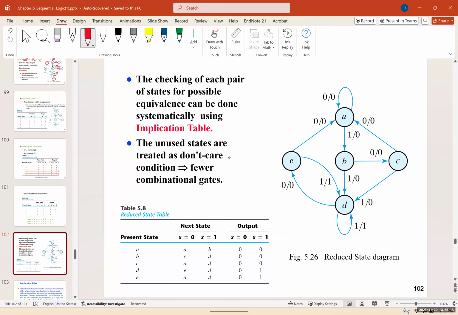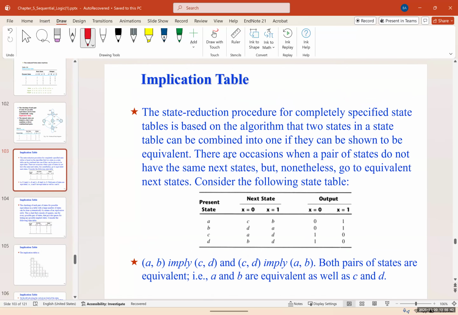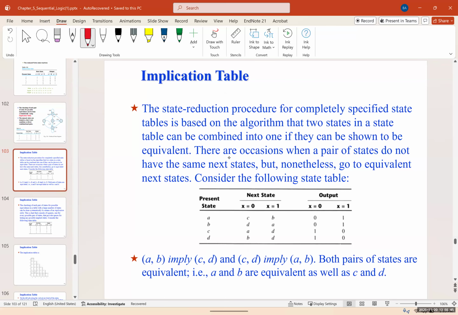Now, the checking of each pair of states for possible equivalence can be done systematically using an implication table. The unused states are treated as don't care conditions for fewer combinations, which results in fewer combinational gates. So this is the reduced state diagram of the previous one. Now the implication table, the state reduction, you can read faster than I do.